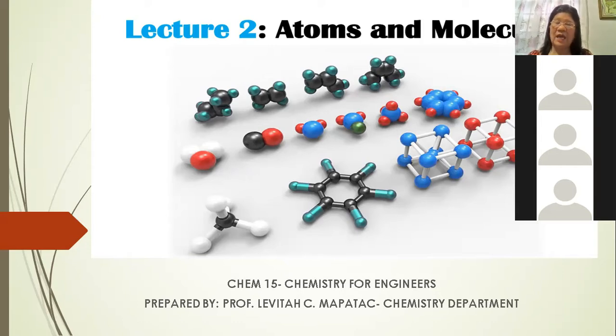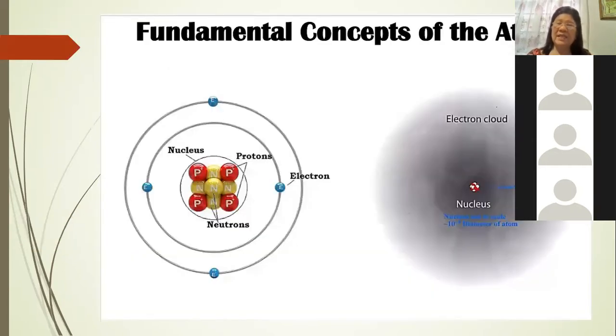By the way, if you talk about atoms, of course, an atom is the smallest particle of matter. So everything that is matter comprises either atoms or molecules. If you talk about molecules, that is a combination of two or more atoms. That is a molecule. So what is the fundamental concept of an atom?